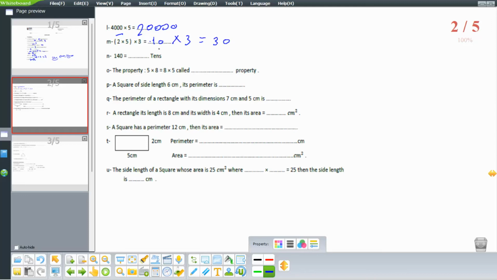140 equals how many tens? Tens has 1 zero, so we will slash this 0 and this 0, and the remainder is 14, so it will be 14 tens. Okay, the property 5 times 8 equals 8 times 5 is called, yes, commutative.